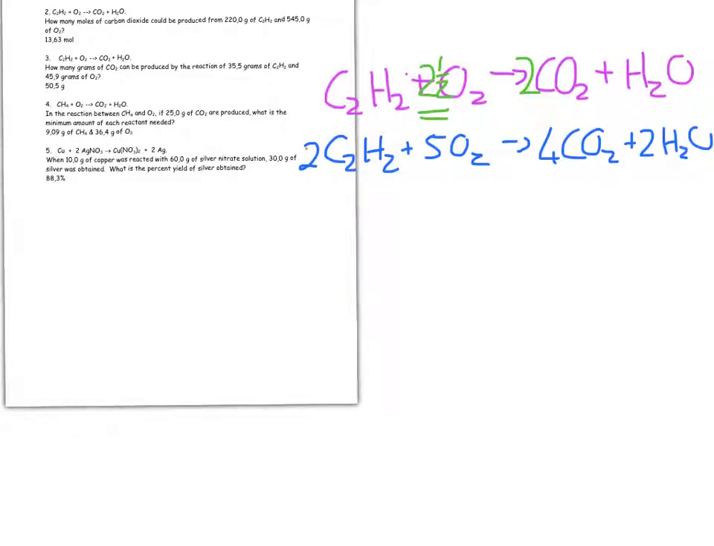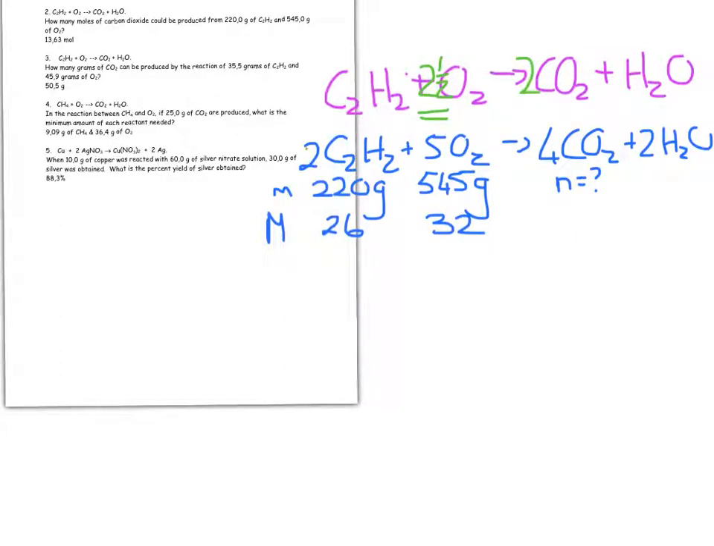How many moles of carbon dioxide, so the number of moles is what I'm looking for, could be produced from 220 grams of C2H2, which happens to be ethine, or acetylene if you prefer, but ethine's good, and 545 grams of oxygen. First thing I need to do is work out the number of moles of both of those. So these were the masses, I work out the molar mass of each, and the first one is 12 plus 12 plus 1 plus 1, which is 26, and the second one is just the O2. Don't worry about the 5, and you land up with 32.